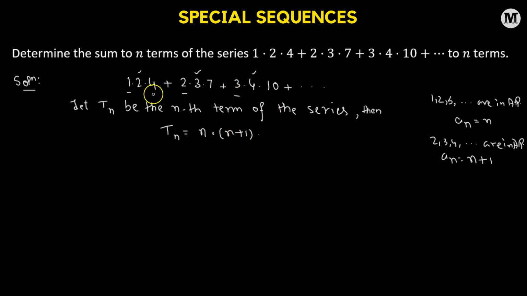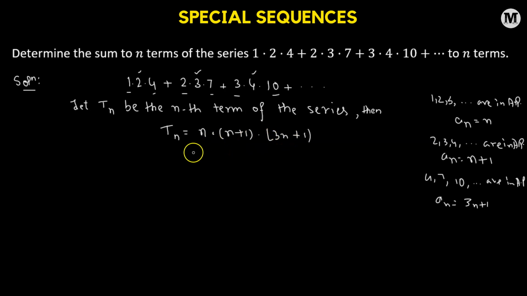And then finally we take the third digit of each of the terms. So we have 4, 7, 10. These are in arithmetic progression, and the nth term of the sequence is given by 3n plus 1. So we multiply it by n and n plus 1. Now this is going to be the nth term of the given series. We can verify that this is indeed the nth term of the series. All we have to do is replace n with 1 to get t1 equals 1 times 2 times 4.